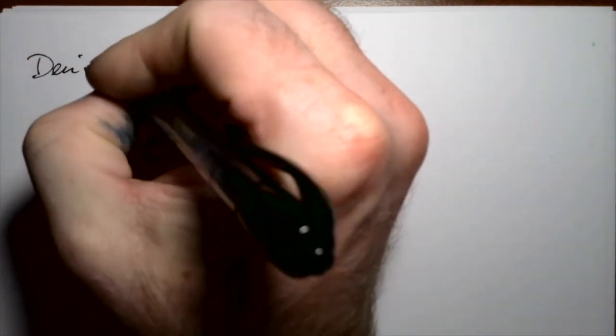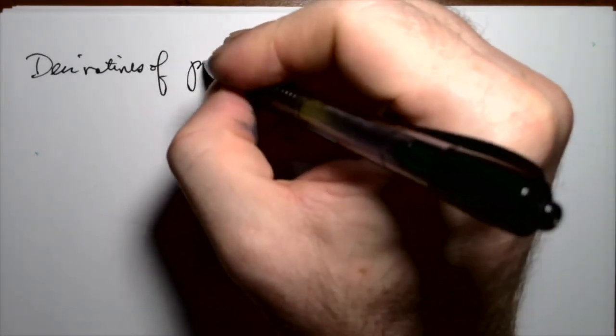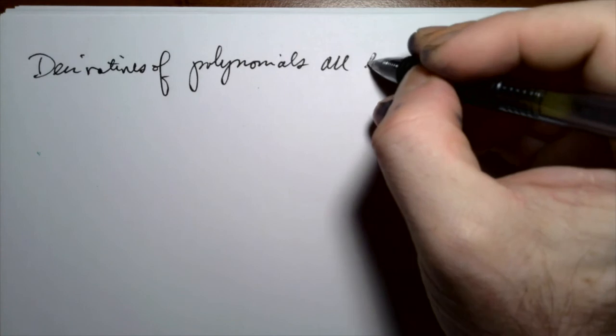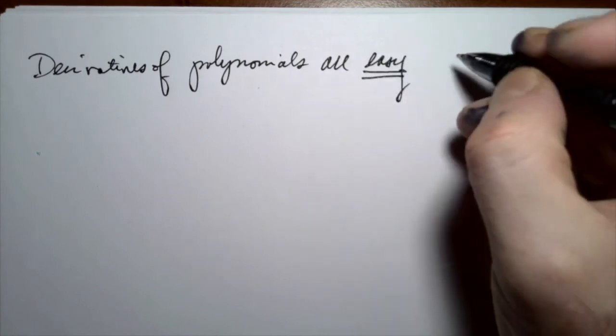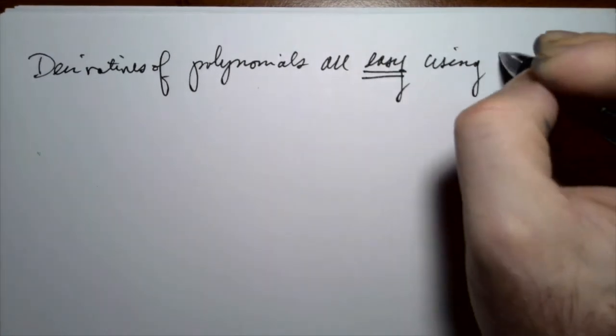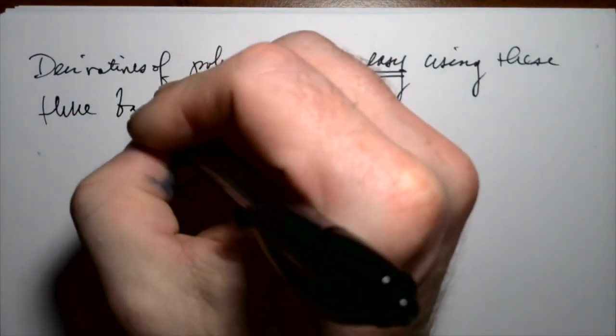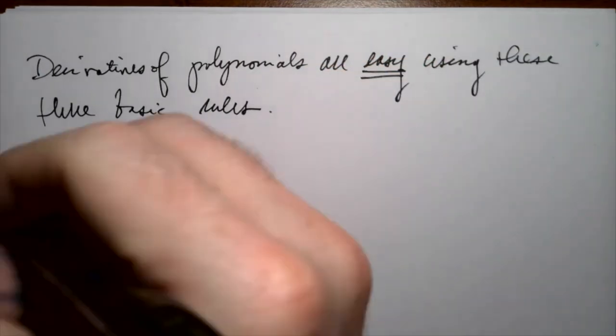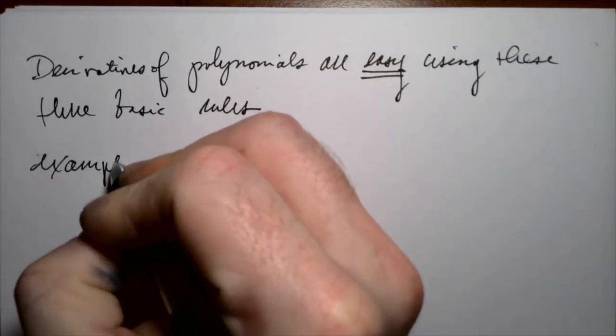So we can compute lots of derivatives of polynomials really fast using these basic rules. Derivatives of polynomials are easy. I want to emphasize that. They are easy using these three basic rules. So let's just quickly compute some examples.